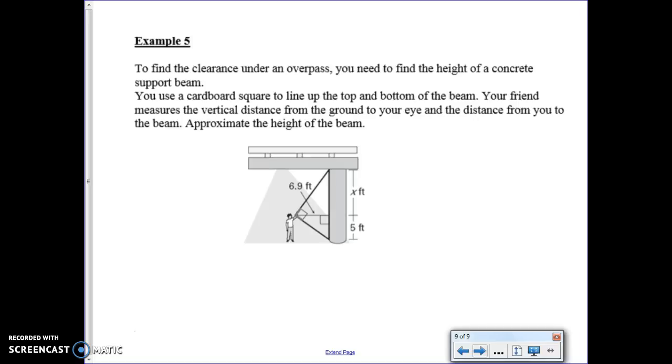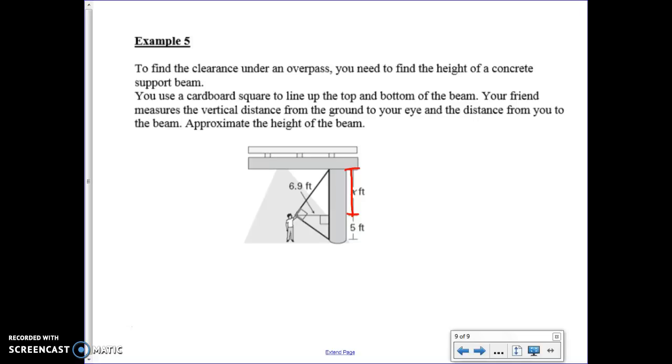Okay, to find clearance under an overpass, you need to find the height of a concrete support beam. Use a cardboard square to line up the top and the bottom of the beam. Your friend measures the vertical distance from the ground to your eye and the distance from you to the beam. Approximate the height of the beam. So we want to know the whole height of the beam. Right now we're just going to get this part out of it, and then we'll find that whole height later.